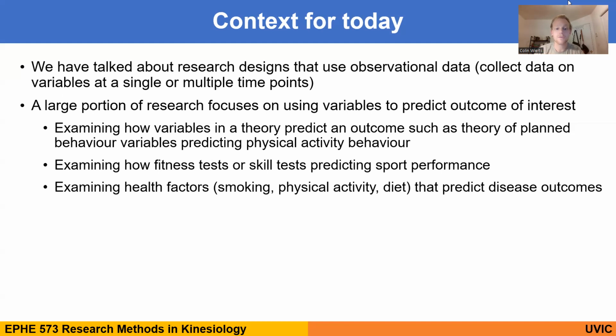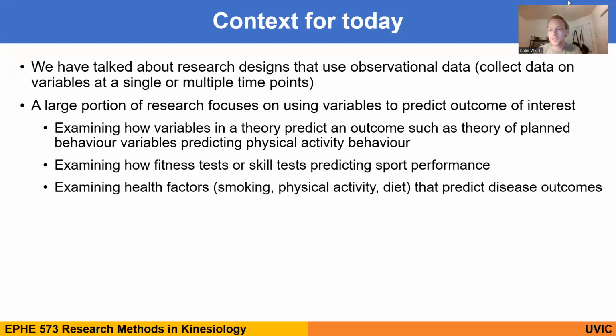We might examine how fitness tests or different skills tests predict sport performance. So we might have some measure that assesses how good an athlete is at some sort of important variable of interest, like how powerful they are or how strong they are. And we might be interested in seeing, does performance on this measure actually predict some sort of sport performance outcome? And if we know that, that might be useful because then we might be able to design some sort of intervention to target those predictors or try to promote those things in an athlete.